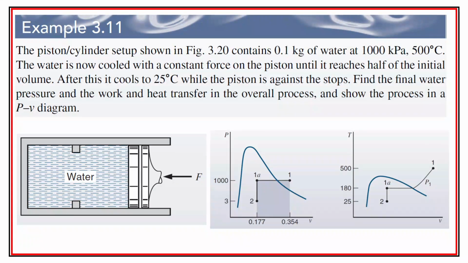The piston cylinder setup shown in this figure contains 0.1 kilograms of water at 1000 kPa, 500 degrees Celsius. The water is now cooled with a constant force on the piston until it reaches half of the initial volume. After this, it cools to 25 degrees Celsius while the piston is against the stops. Find the final water pressure and the work and heat transfer in the overall process and show the process in a PV diagram, which obviously they've already done for you because I have it right here in front of us.